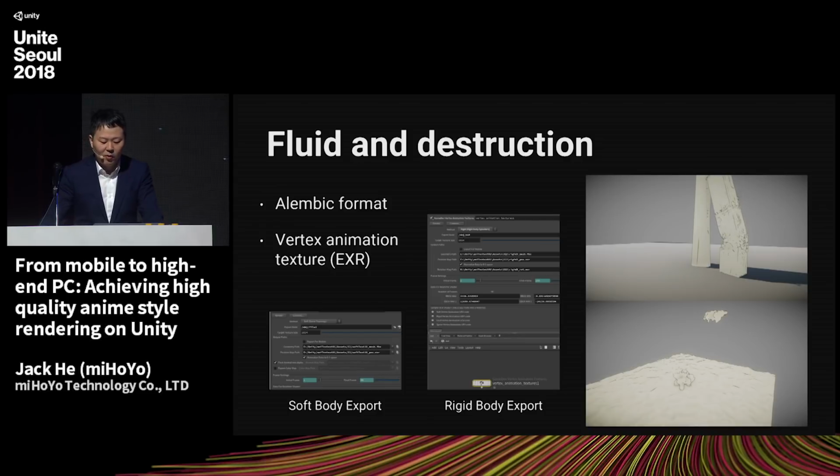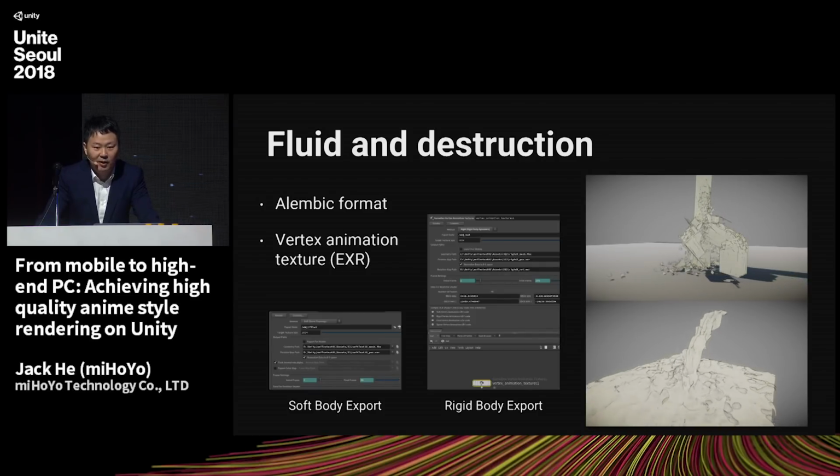To express more complex scenes like fluid and destruction, we could import animation assets from Houdini or other CG tools. Houdini has good support for exporting vertex animation through the EXR format. It's very fast running on GPU compared to Alembic running on CPU for real-time applications.